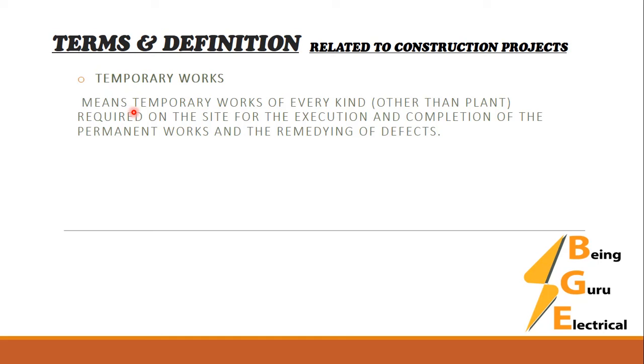Temporary works. Temporary works means temporary works of every kind other than plant required on the site for the execution and completion of the permanent works and the remedying of defects. So temporary works are every kind of works other than plant which are important to finish the permanent works and complete the remedying of defects. So it comes under temporary works.